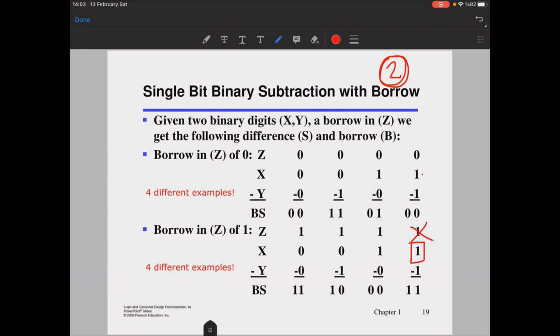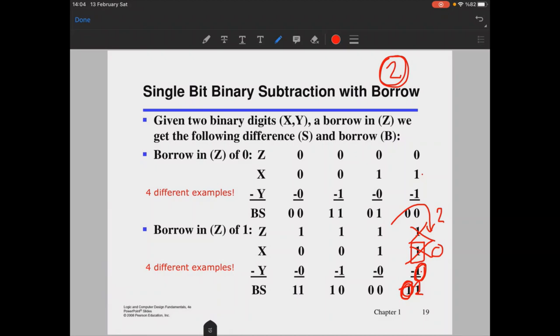Pay your debt first. I have 0 in my pocket, and I need to subtract 1 from here, but it's impossible because I have 0 in my pocket. Take 2 from your neighbor. 2 minus 1 is 1, and your neighbor is in debt as well. Okay, that's it about single bit binary subtraction with borrow.